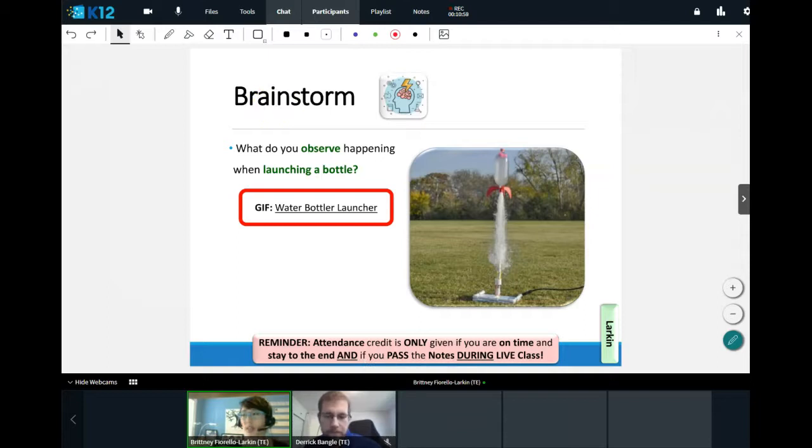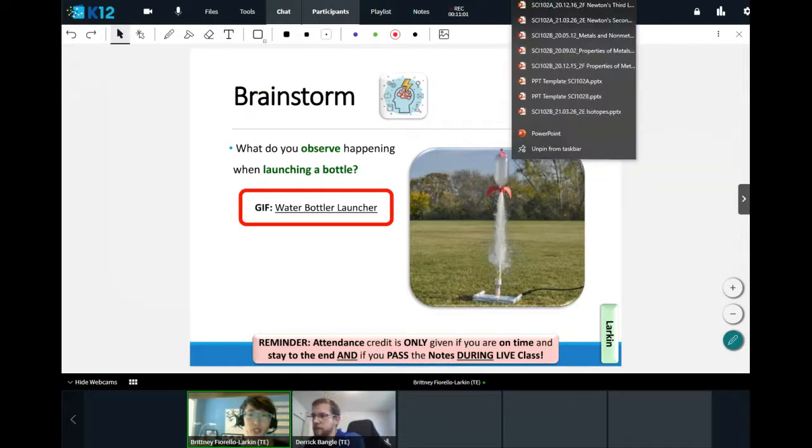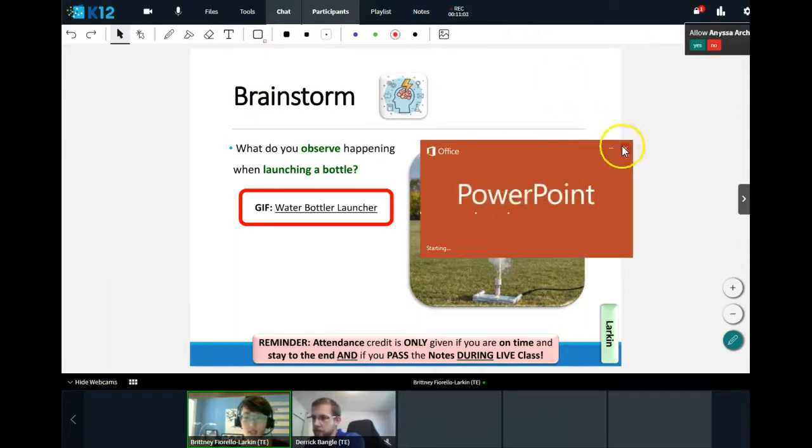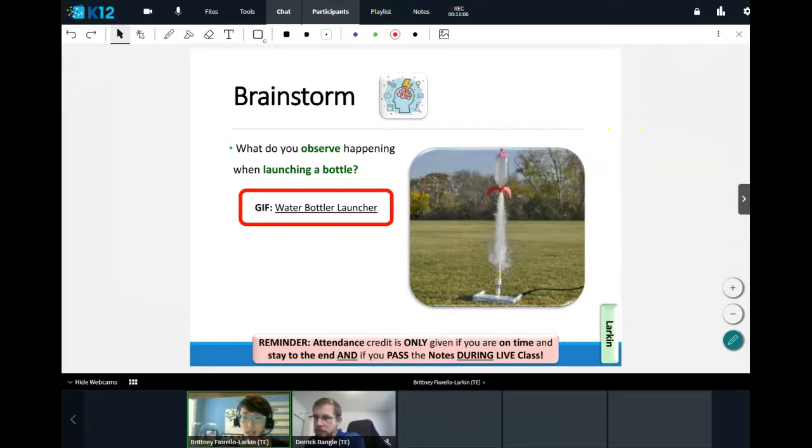All right, so what I want to know is, what do you observe when you see this water bottle being launched? I'm going to go ahead and grab that GIF for us.